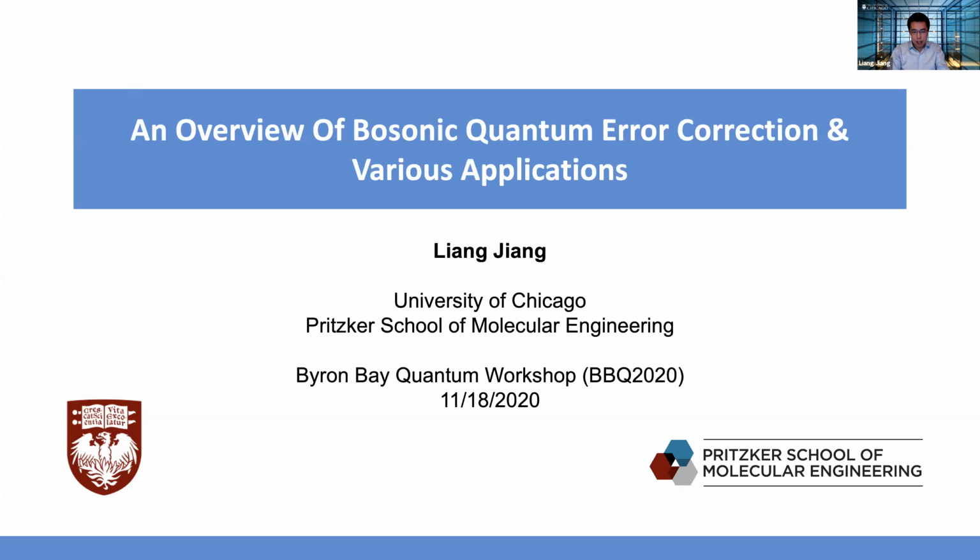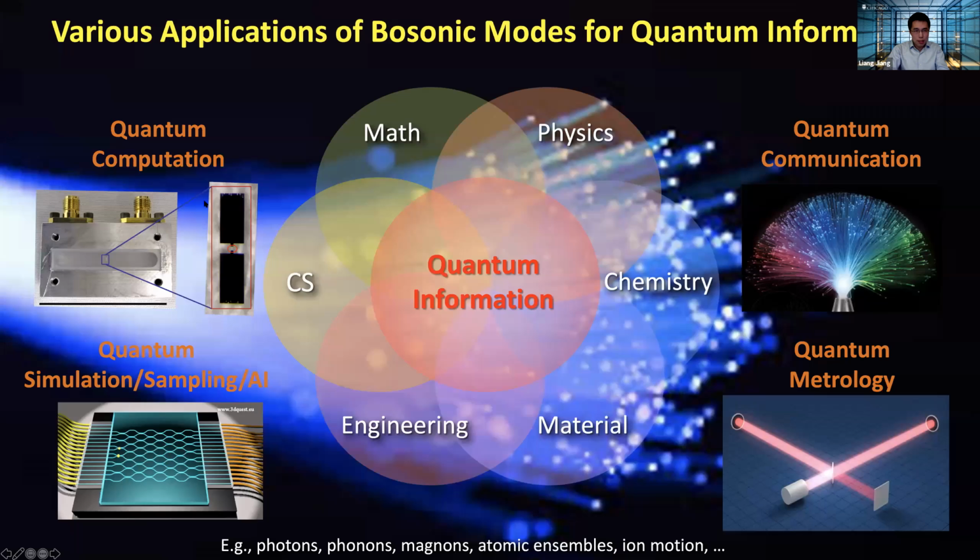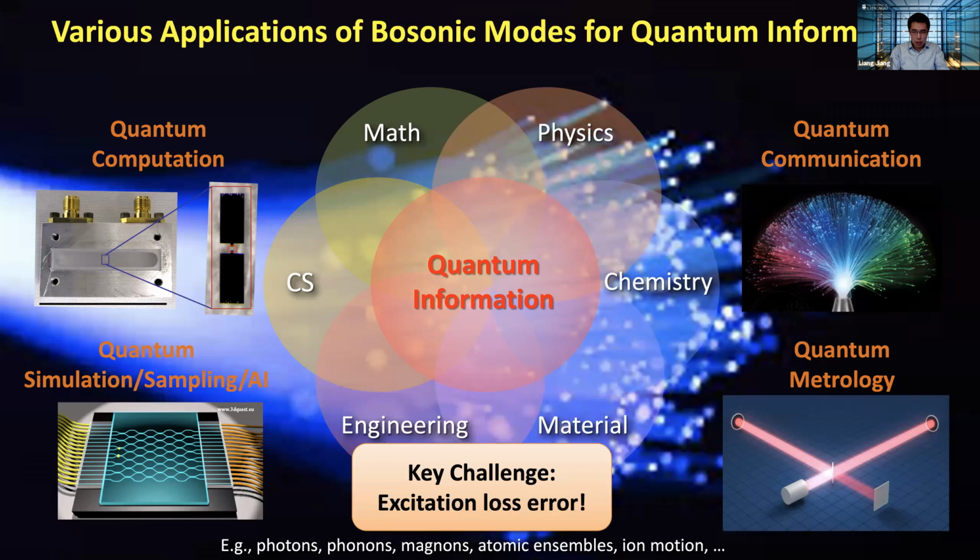So at a broader scale, we're talking about quantum information processing, and bosonic modes actually play a very important role. They can be used for computation, communication, metrology, and quantum simulations. One of the major challenges to use bosonic systems to process information is excitation loss, because it doesn't matter whether you store it in photons, phonons, or atomic ensembles, these excitations or atoms may be lost from the ensemble. So one major challenge is that we want to store information for longer than the typical coherence time of the modes.